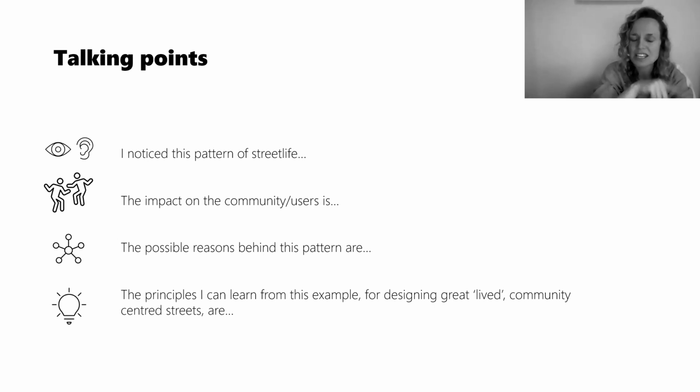So that goes back to your ecosystem diagram. Why is this occurring? What are the factors, the cultural, social, political, economic, legal, environmental factors that might be causing this? And then finally, the principles or the lessons I can learn from this example for designing great lived or living community-led streets are this, this, and this. These are the principles that I would pass on. So 4 talking points here.